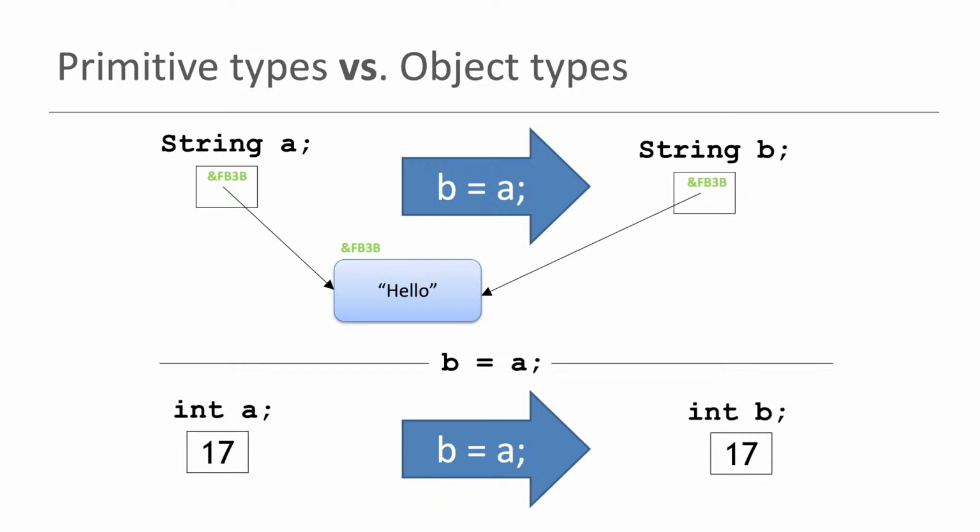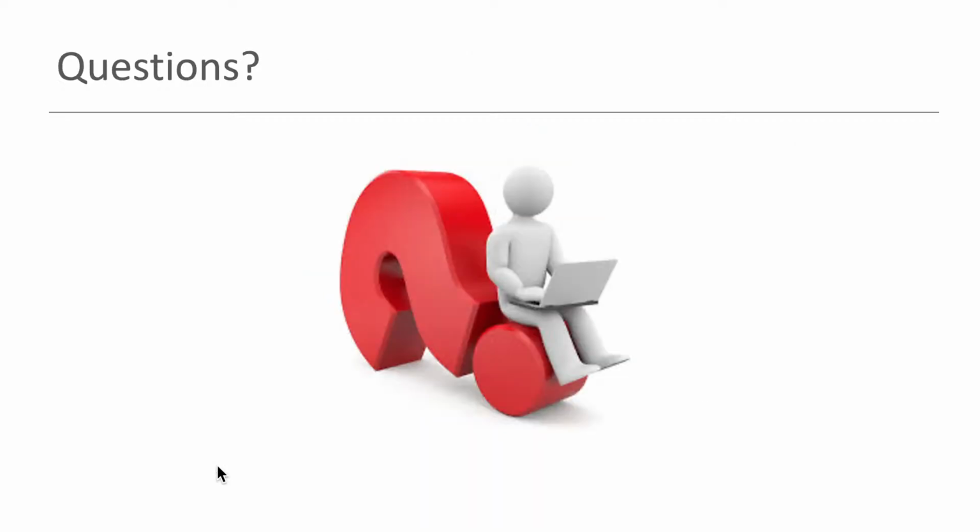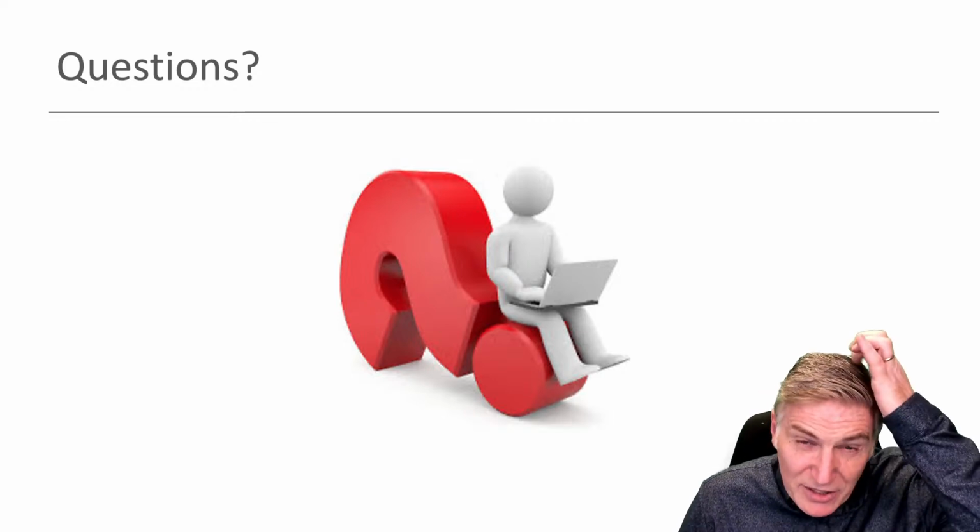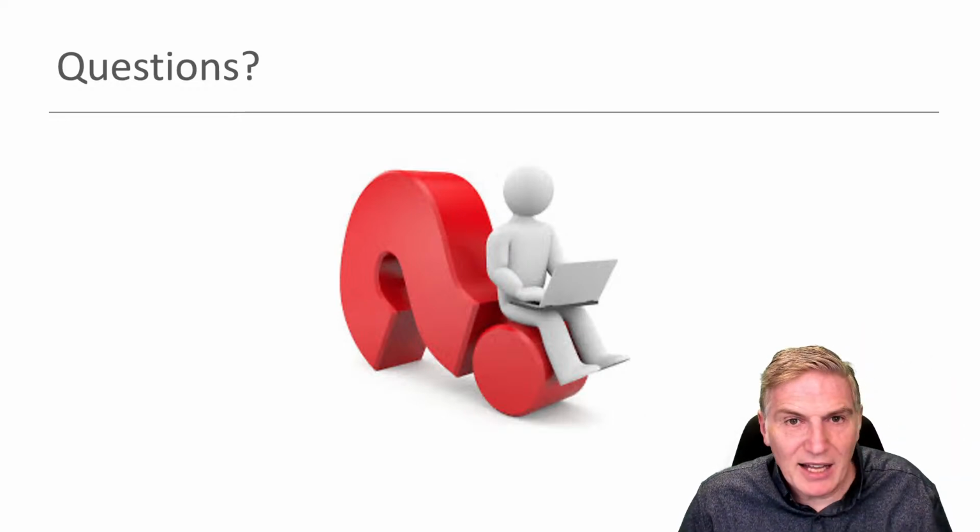Again, comparing it to the previous one, on the bottom, we have primitive types. On the top, we have object types. So with object types, we're storing addresses. With primitive types, we're storing values. So that's a little subtle difference, and we just need to know about that before we move on and actually start using them.